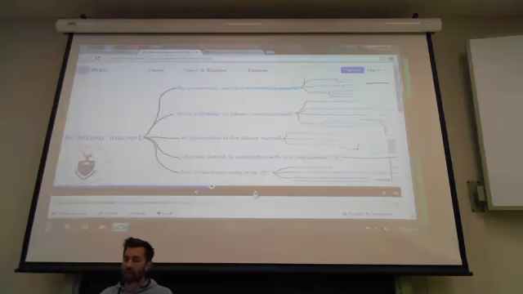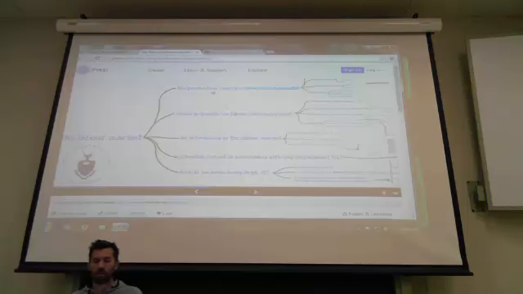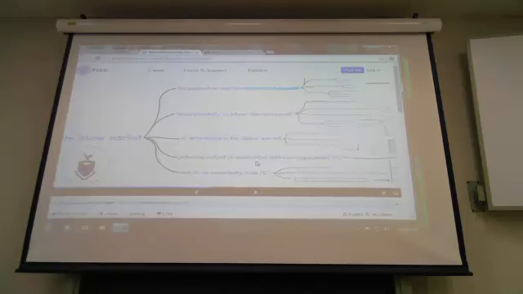So when we're talking about labor supply, there's a couple of things we need to talk about. The production function, labor markets, and ultimately we'll get back to this idea of full employment.